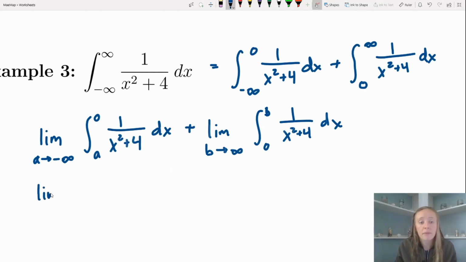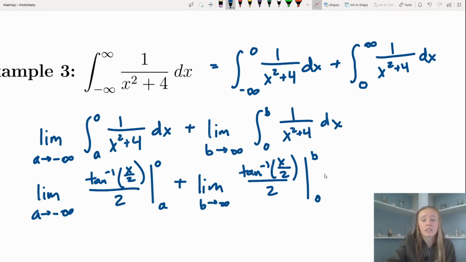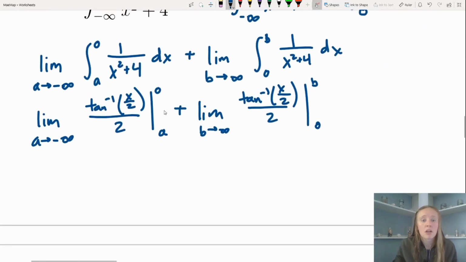So I'm going to have the limit as a approaches negative infinity of the inverse tangent of x over 2, all over 2, from my bounds a to 0. And I'm going to add that to the limit as b approaches infinity of the same thing, inverse tangent of x over 2, all over 2, from my bounds 0 to b. Now I'm ready to plug in and simplify. Plugging in my upper bound, starting with that, is 0.